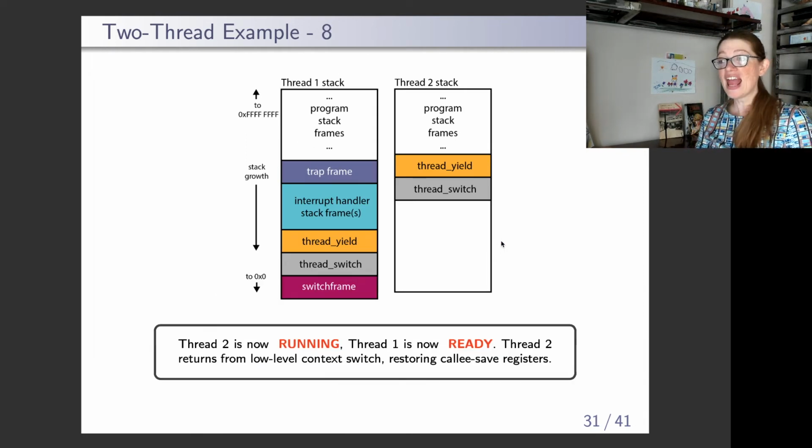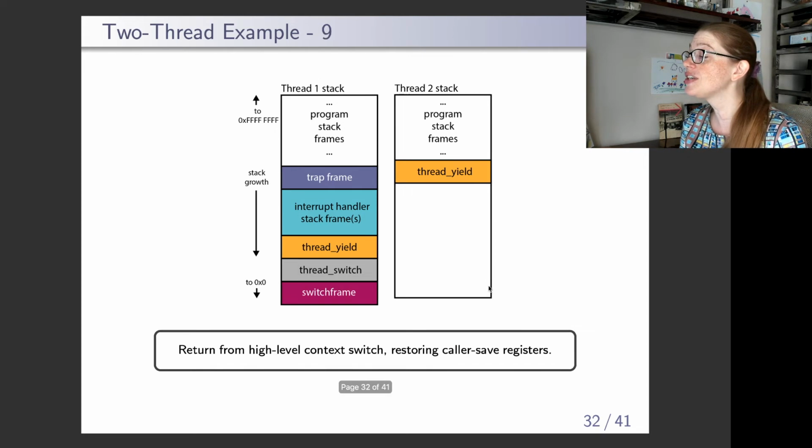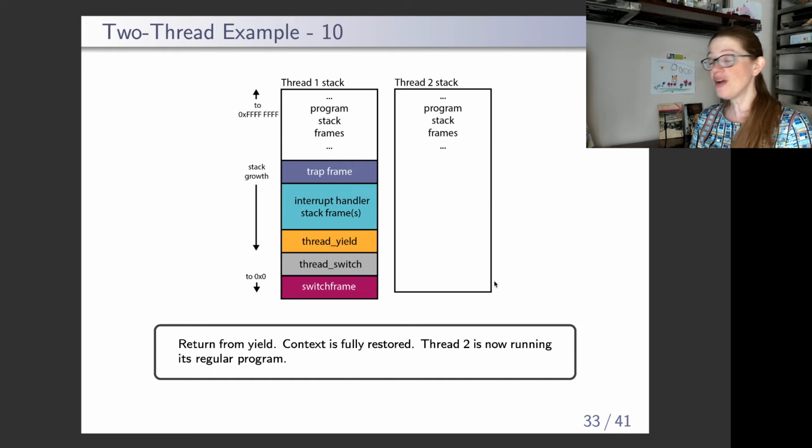So there we go. And now thread 2 is running. Now switch frame very quickly, once we've popped it off the stack, the return address is going to be inside of thread switch, which quickly returns to thread yield. Thread yield return is going to restore some remaining registers, and now we have thread 2 running again. That's great, right? Thread 2 is running.